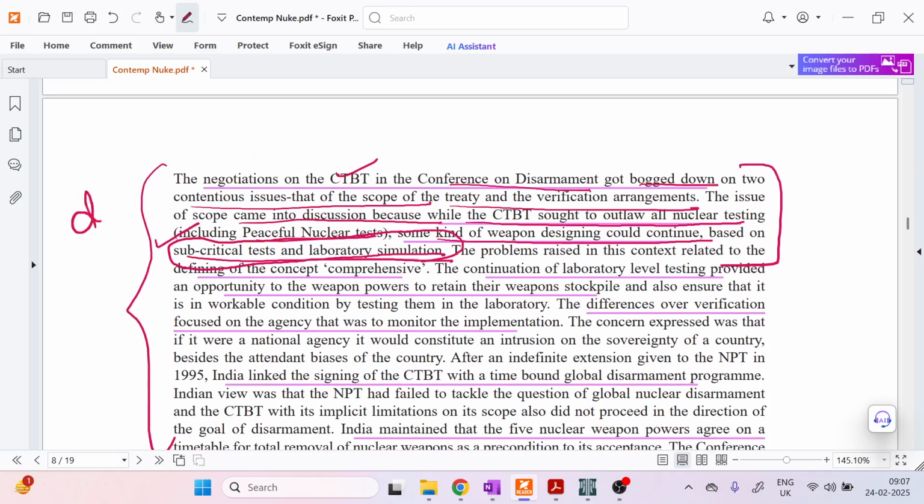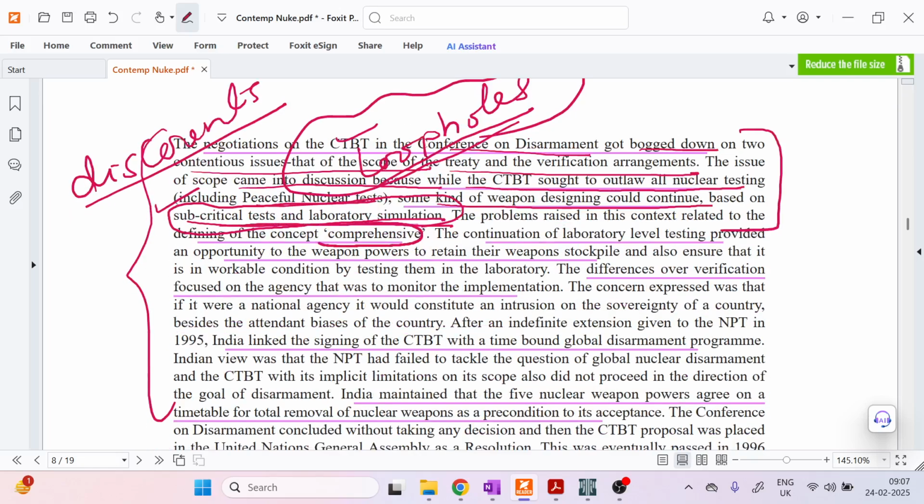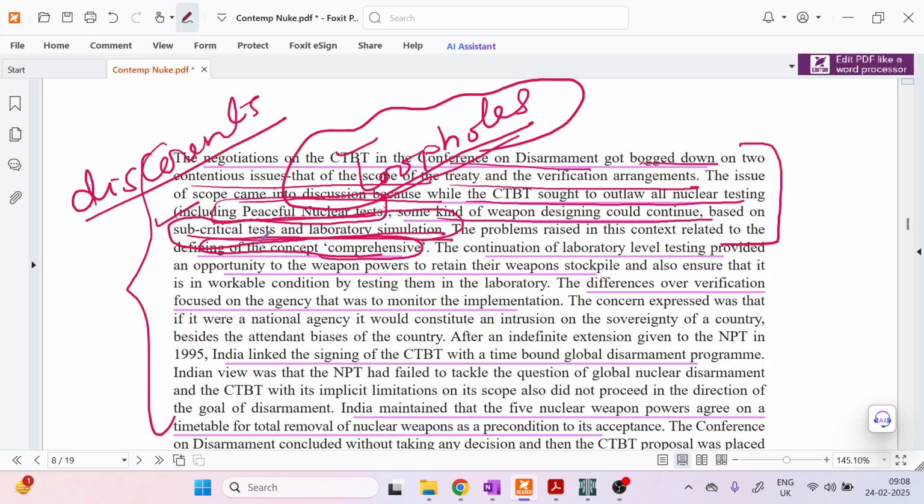So these were discounts, or in political terms, these were the loopholes that were provided for further testing, for further explosion. These loopholes were the first objection, because this term comprehensive could not be defined properly. If it is comprehensive, when all horizontal, vertical, airborne, sea-based, marine, all kinds of nuclear weapons and explosions have been banned, including the peaceful nuclear tests, why are these laboratory simulations and laboratory testings continued? This continuation provided an opportunity to weapon powers to retain their weapons stockpile.